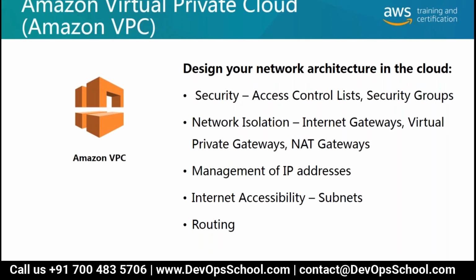With that, you will have complete control over your networking environment. You have your own selection of IP addresses. You can create your subnets. You can configure your route tables, and you can configure your network gateways. So VPC gives you a good amount of isolation from all the other AWS users. So you can design your network architecture in the cloud. You can provide security, network isolation, management of IP addresses, and internet accessibility using subnets and routing.